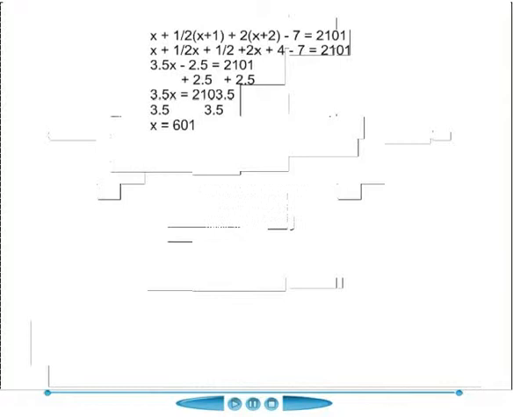Now let's simplify and let's distribute the 1/2 and the 2. x plus 1/2 times x is 1/2 x, plus 1/2 times 1, which is 1/2, plus 2 times x, which is 2x, plus 2 times 2, which is 4, minus 7 is equal to 2,101.